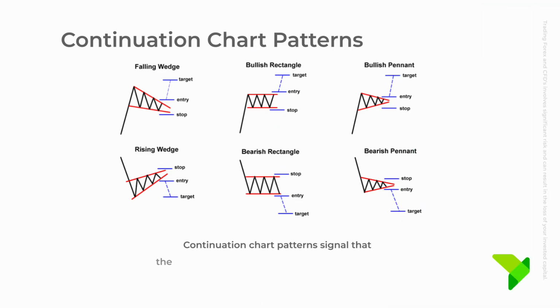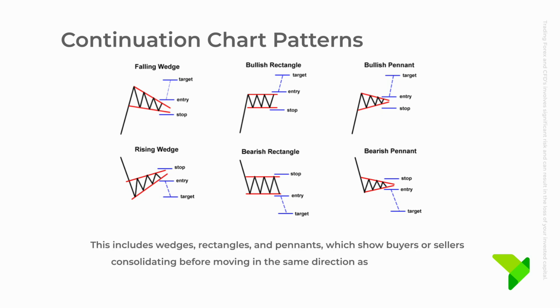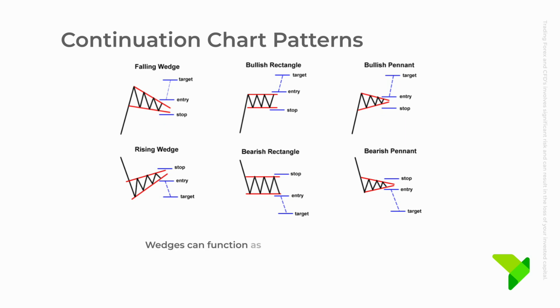Continuation chart patterns signal that the existing trend will continue after a brief pause. This includes wedges, rectangles, and pennants, which show buyers or sellers consolidating before moving in the same direction as the prior trend. Wedges can function as either reversal or continuation patterns, depending on the trend context.